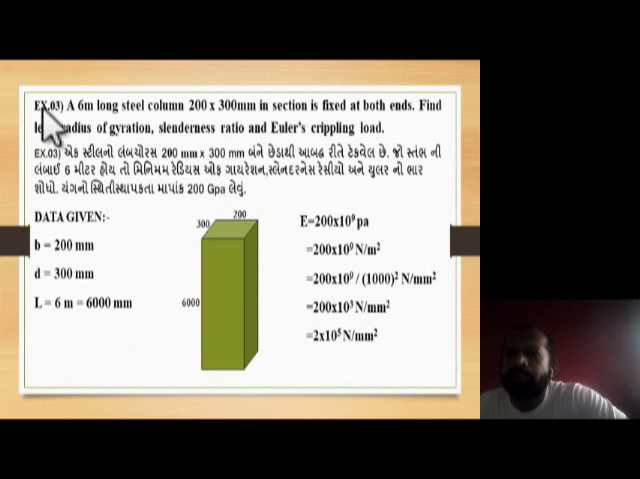The next example, example number 3, is a rectangular column, and both ends of the column are fixed, but you have to find the least radius of gyration, slenderness ratio as well as Euler's crippling load.